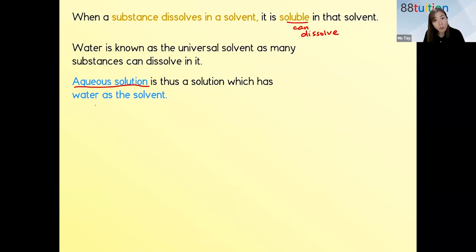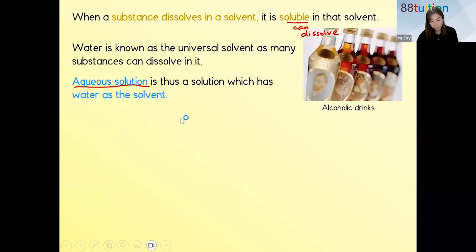Now, aqueous solution will come in very handy when you move up to higher levels, especially in Sec 3. Because when you write down the equations, you need to also indicate whether that product is in solid state, liquid state, aqueous state, or is it a gas. So this will come in very useful later on.